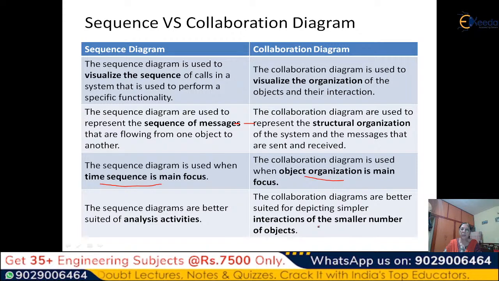The collaboration diagram can be used for a small number of objects, and it is better suited to analysis activities and better for your OO design. If you have a smaller number of activities, you need not go for a sequence diagram. You can, but if you have many objects and you want to show different types of collaboration and message passing, then you have to go for the detailed sequence diagram.